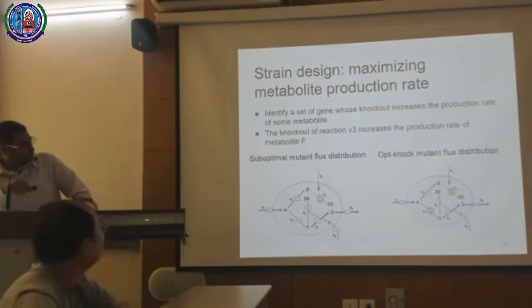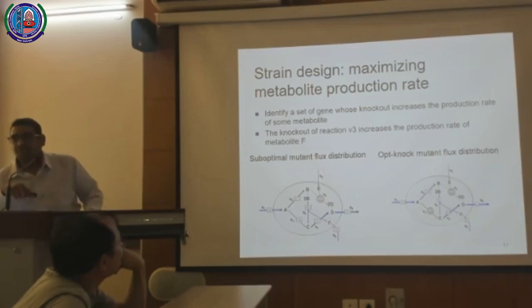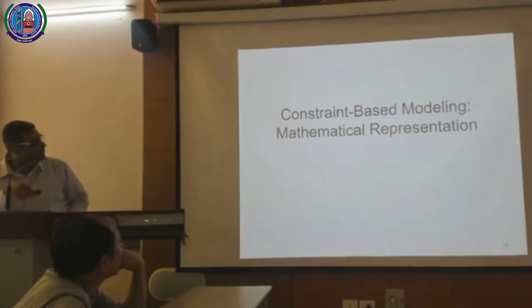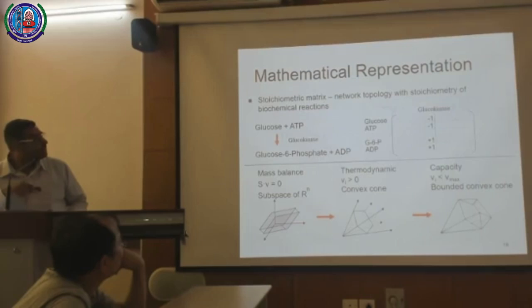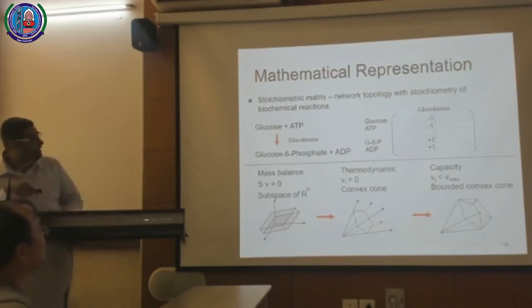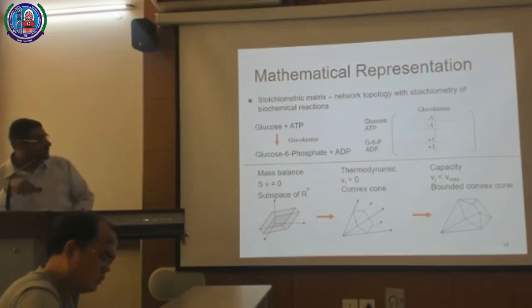This is optimal mutant flux. It means that through this machinery you have found certain types of pathways, alternate pathways, and you have designed it. If you go further, I can show the mathematical representation, but I cannot explain it much because I have learned it from somebody. So this is some mathematical representation.